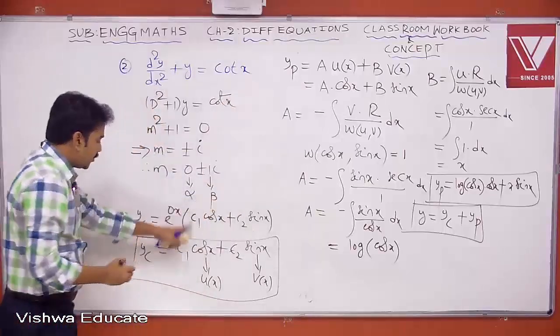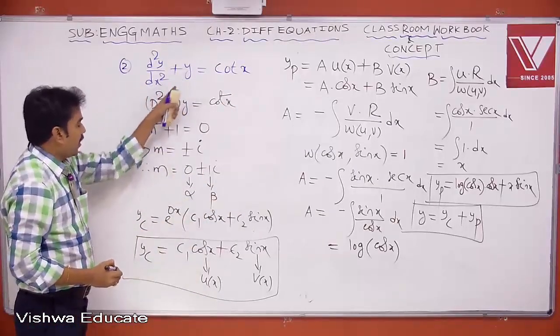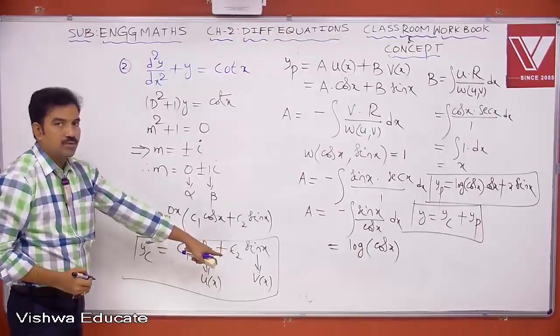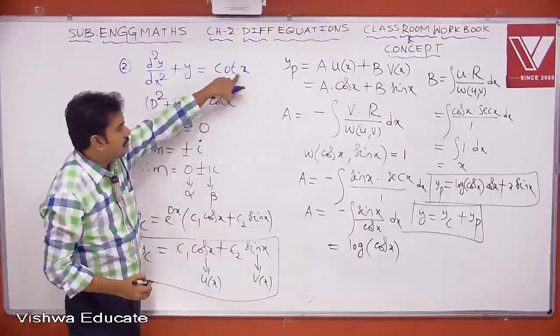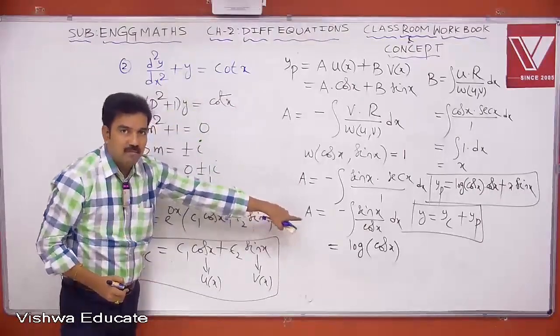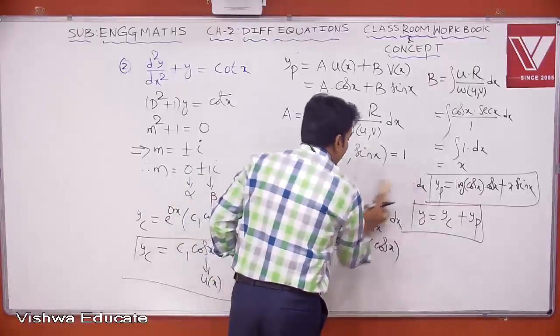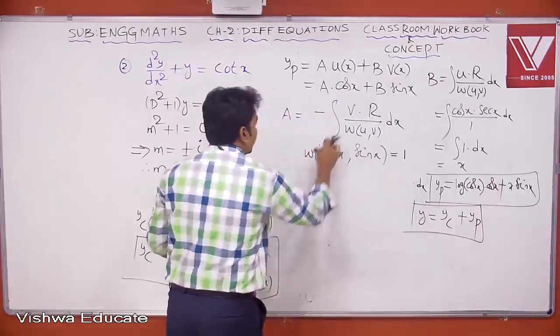So no change in YC value because I did not change on LHS side. So no changes in YC. C1 cos x plus C2 sin x. So only thing is because of this change, I will get different values of A and B. So here Wronskian is again same. Now let us try to find A value. Here A value is this.